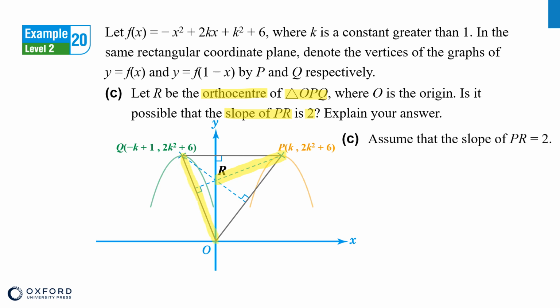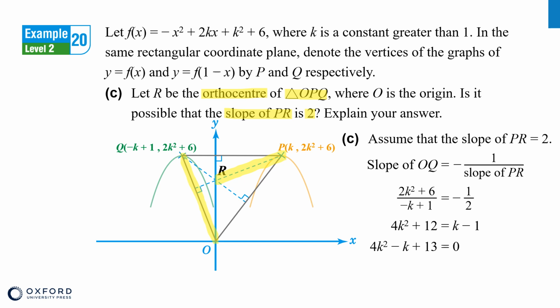Assuming that the slope of PR is 2, we may form an equation using this relation. Slope of OQ is equal to negative 1 over slope of PR. Simplifying it, we get an equation in k. Now what? The next thing we should do is to see if there's a k that satisfies the equation. How do we do that?